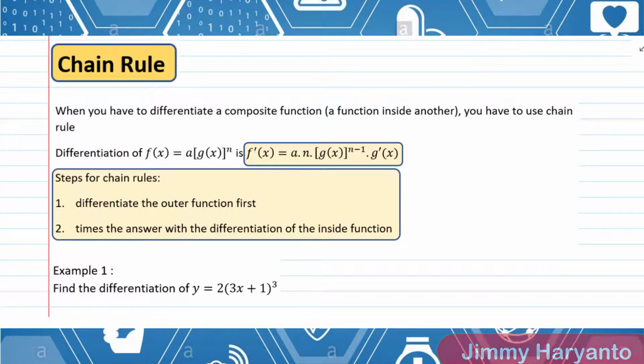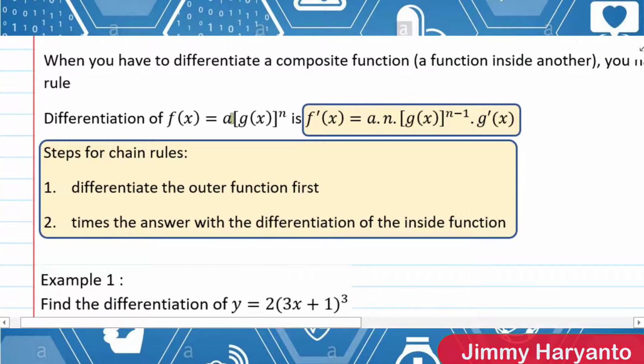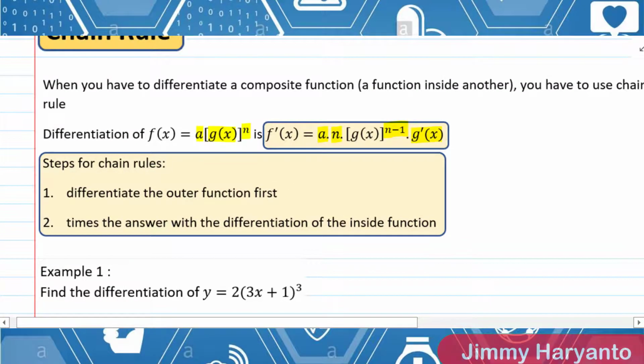Next is the chain rule, guys. When you have to differentiate a composite function, a function inside another, you have to use the chain rule. The differentiation of f(x) equals a times g(x) to the power of n is the coefficient a times the power n, and then minus the power by 1, and then times again the differentiation of the inside function. So we have two functions right here, the outer function and the inside function. The outer function is f(x) and the inside function is g(x).